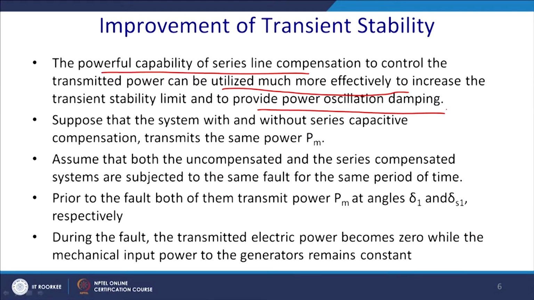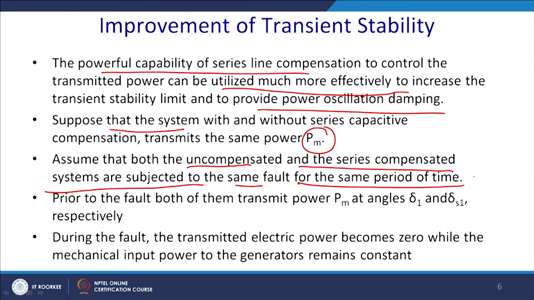Let us take a case. Suppose that the system without the series capacitive compensation transmits the real power Pm, and let us also assume that both the uncompensated and the series compensated systems are subjected to the same fault for the same period of time. Prior to the fault, both of them transmit power Pm at an angle delta 1 and delta S1 respectively.